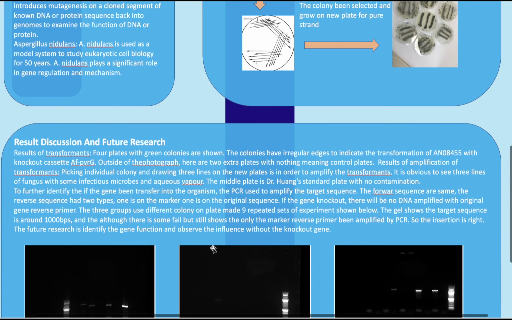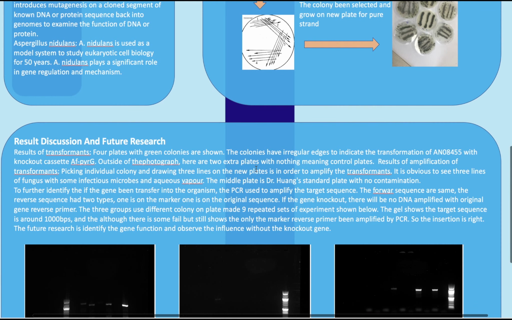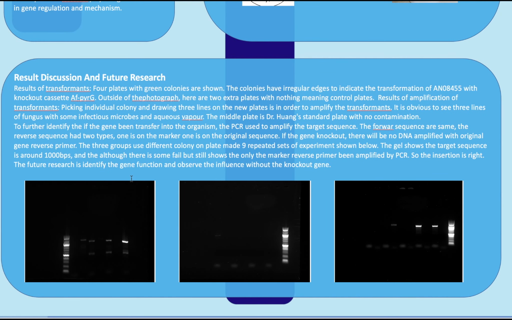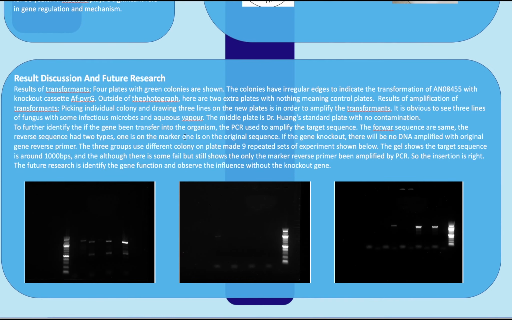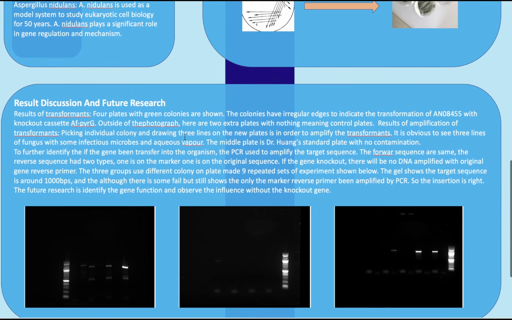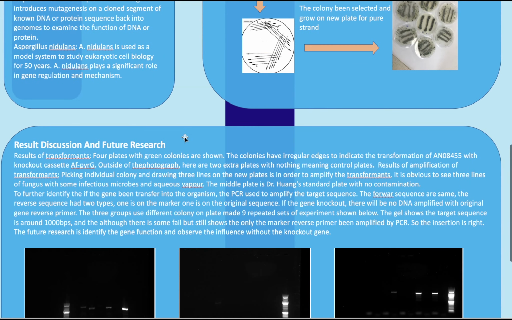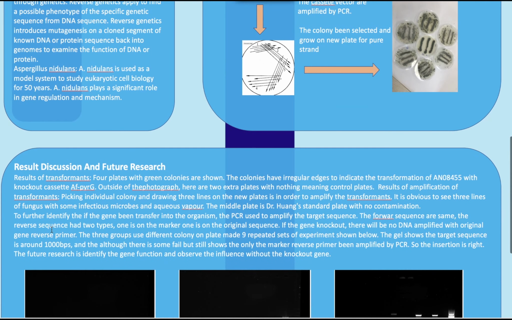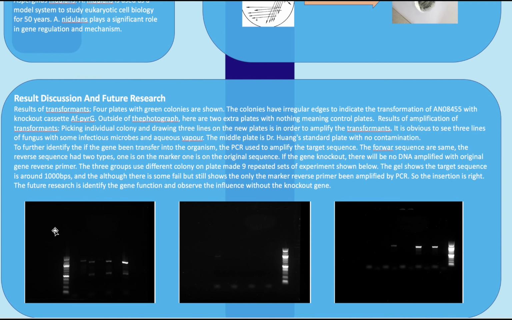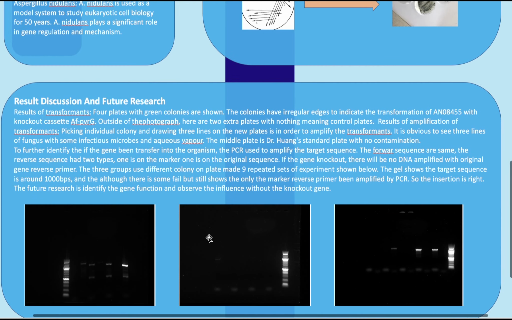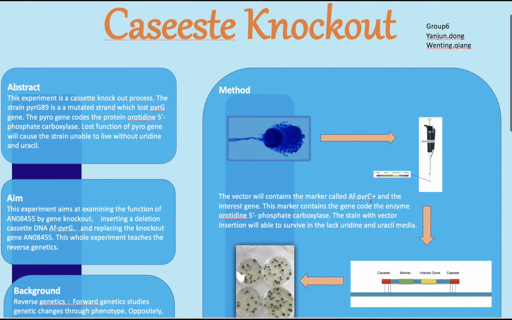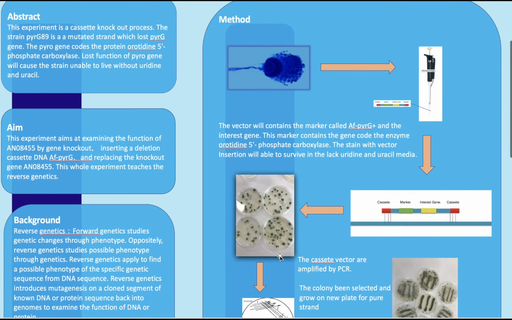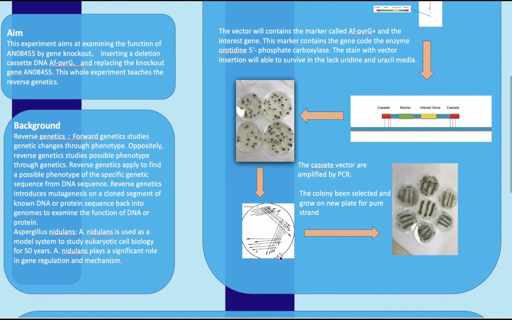After that, we want to further prove the genes are being knocked out. We want to make sure the genes are knocked out, so we use PCR to amplify the genes with a forward primer on the cassette, and a reverse primer. We have two reverse primers. One is a primer at the AFPYRG+ side, another reverse primer is on the original gene side.